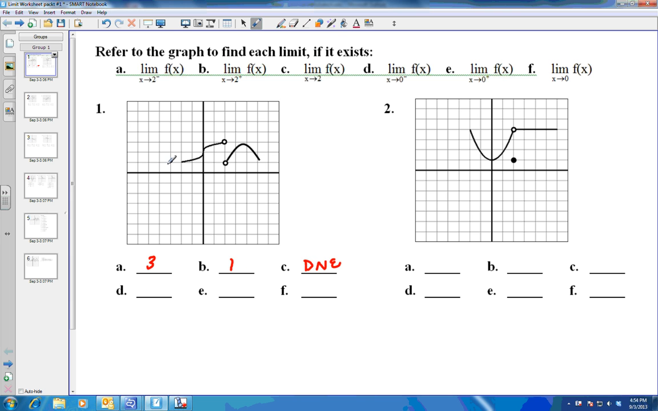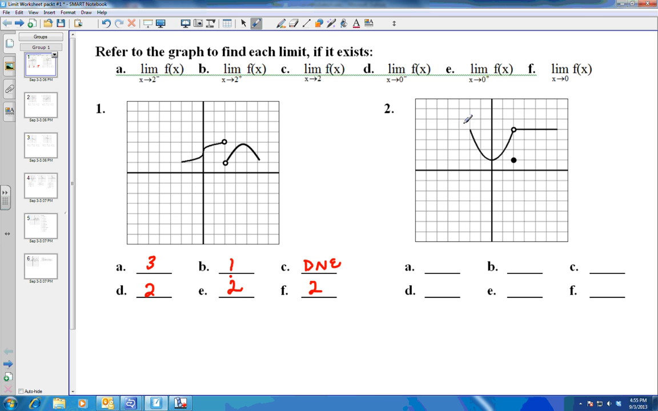D, I'm finding the limit as x approaches 0 from the left, so that's going to approach 2, because here's 0, this way is 2. From the right, even though I start off from the right here, I'm not to 0 yet. So I need to pick up to my other graph and keep on going until I get to x equals 0. That's going to be 2. And the total limit would be 2.